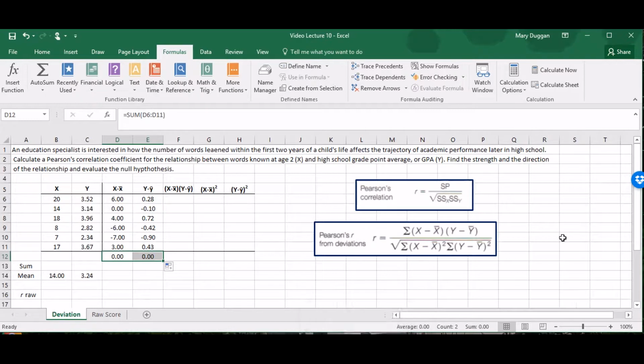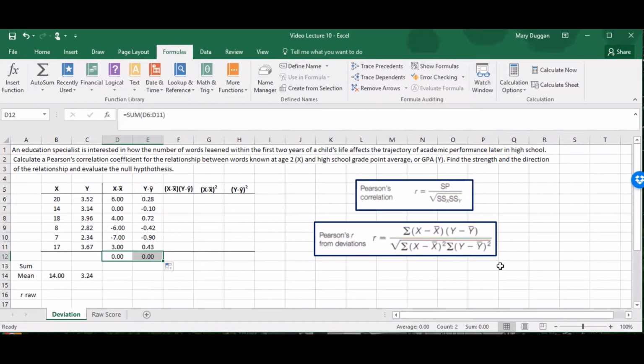So let's look at the formula for Pearson's correlation right over here. Pearson's correlation coefficient, indicated by r, is equal to the sum of the products of the deviations divided by the square root of the squared deviations of x times the squared deviations of y. And here's the long form of the equation as well.